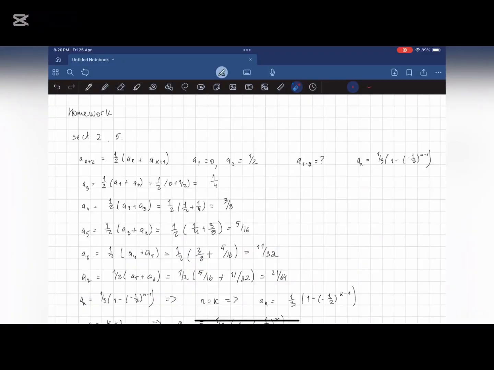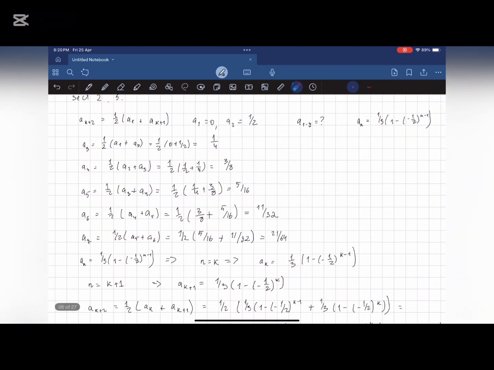So this is section 2, number 5. In this exercise, we should define the sequence by a1 equal to 0 and a2 equal to 1 over 2. And actually we should find the first 7 terms of this sequence and prove the formula for a_n equal to 1 over 3, 1 minus 1 over 2 to the power of n minus 1.